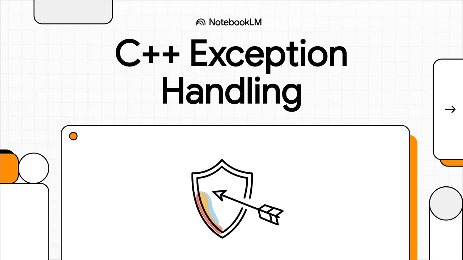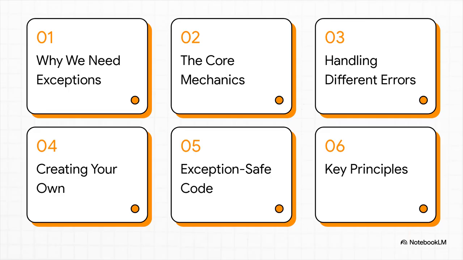All right, let's get started. Today, we're going to level up from basic if-else error checks and really dive into a core feature of professional C++ development, exception handling. This, right here, is what separates code that just kinda works from code that is truly robust and resilient. So here's what we're going to cover.